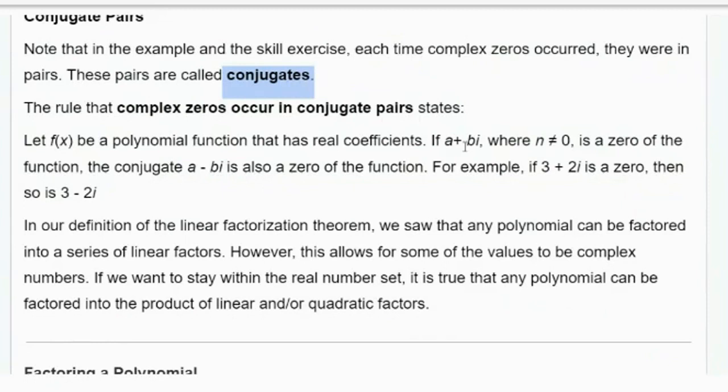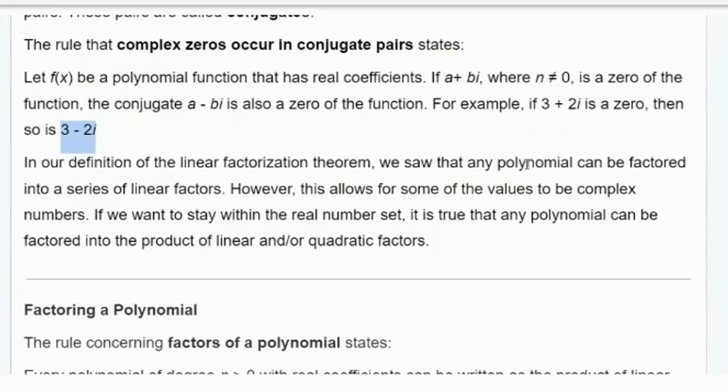So if a plus bi is a zero, then a minus bi is also a zero. That's its conjugate pair, its conjugate buddy, right? When you have complex zeros, they've got a buddy. It's the buddy system with imaginary zeros. So if it's 3 plus 2i, then its buddy is 3 minus 2i. It's always going to have a buddy if you have an imaginary zero, a complex zero. So if you find one, that automatically gives you the other. But remember, there's always 2 if there's an imaginary zero, or 4, or 6. They're always in pairs. All right.